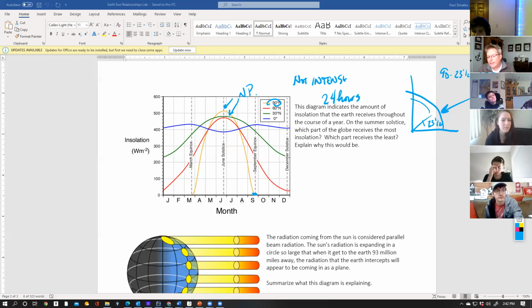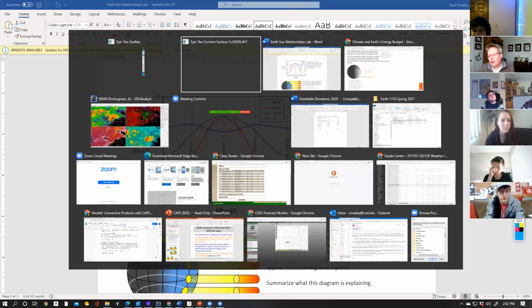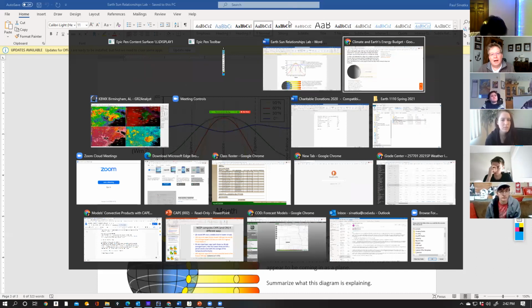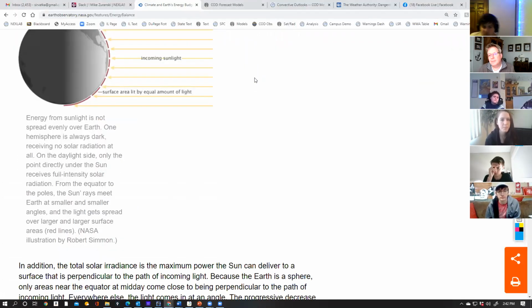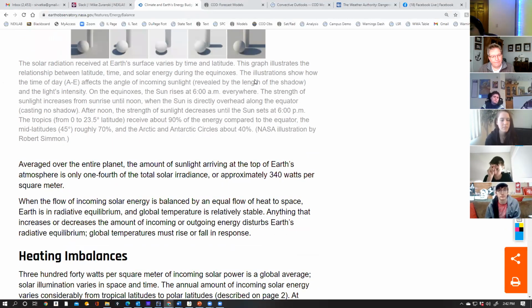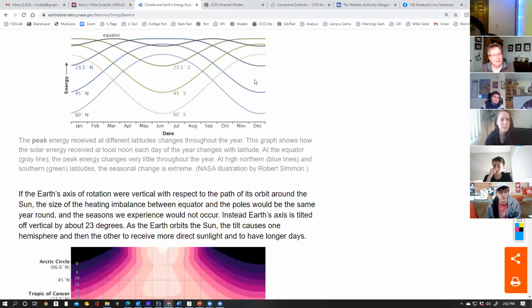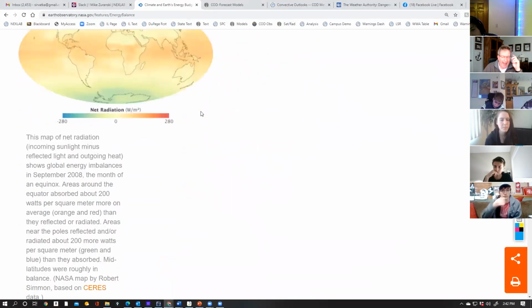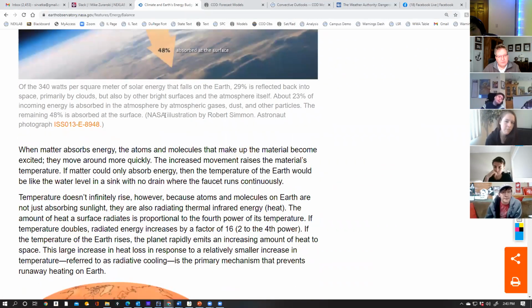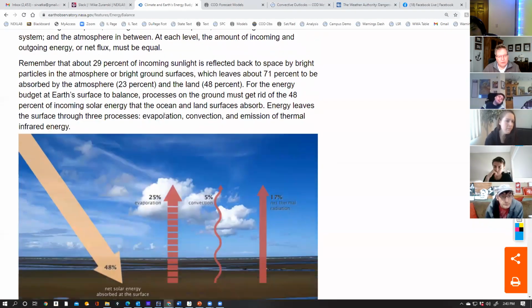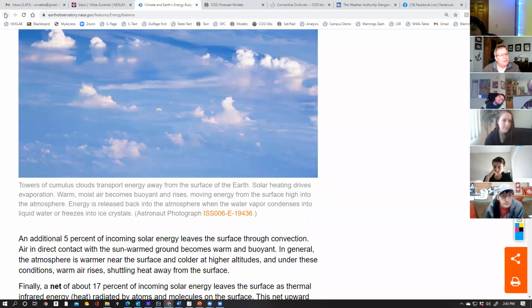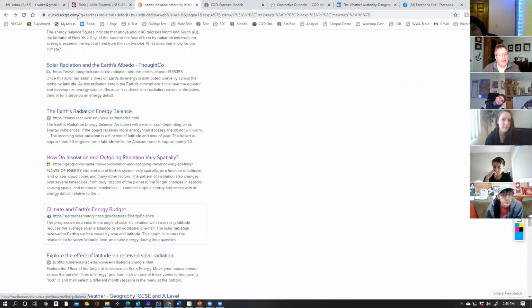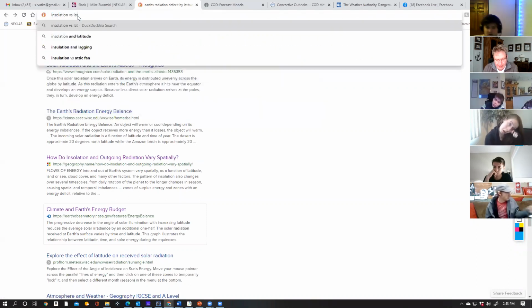So what that says is this, and this is what our first question was many, many moons ago. This is good stuff. Oh man, I don't know what book this is, but it's a good book. I asked you about insolation versus latitude.